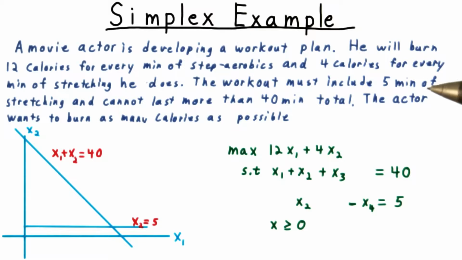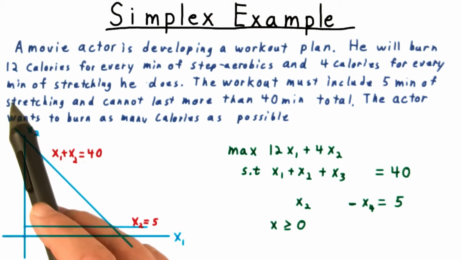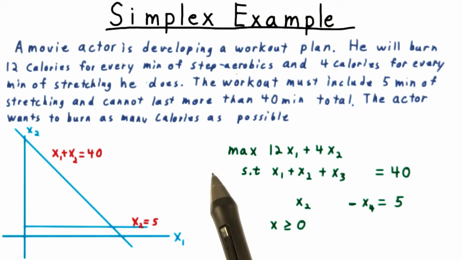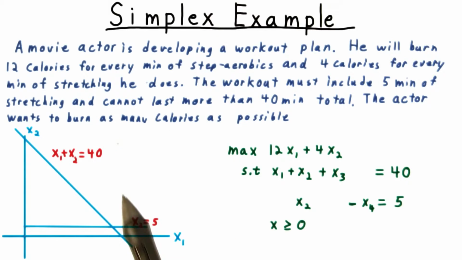Let's see the simplex algorithm in action on an example from the first part of the lesson. I've changed the variable names here a little bit, so we'll let x1 correspond to the number of minutes spent doing step aerobics, and we'll let x2 correspond to the number of minutes spent stretching.